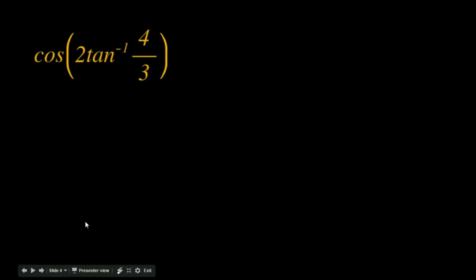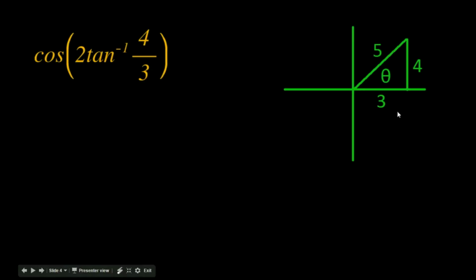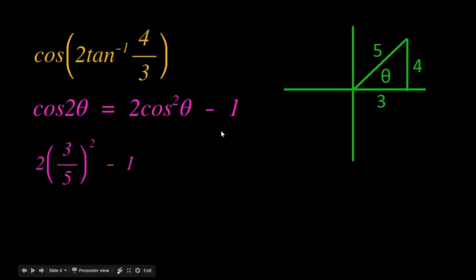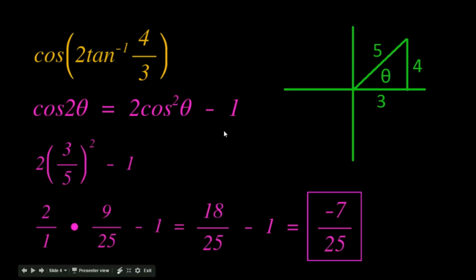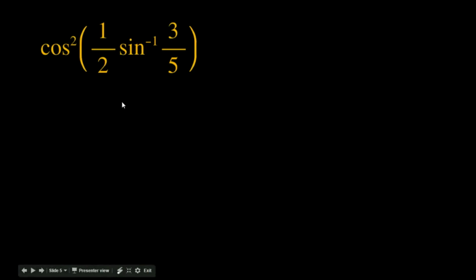Now this time we've got an inverse tan function, and it's positive, so that's going to put our triangle in the first quadrant. Now, since we're using cosine of 2 theta, we've got a couple different options, but we're going to use the identity 2 cosine squared theta minus 1 for this example. And once again, now that you have all this, you can just plug everything in, and you should get negative 7 over 25.